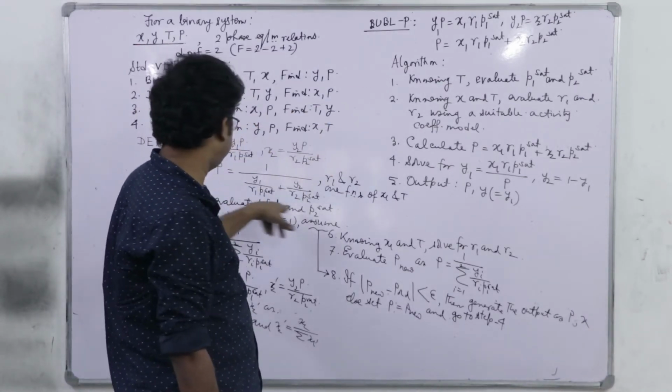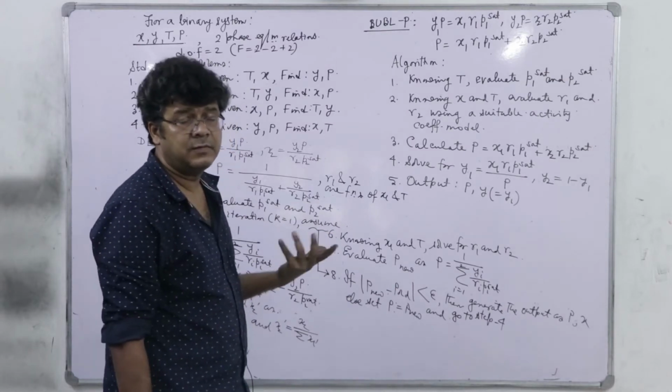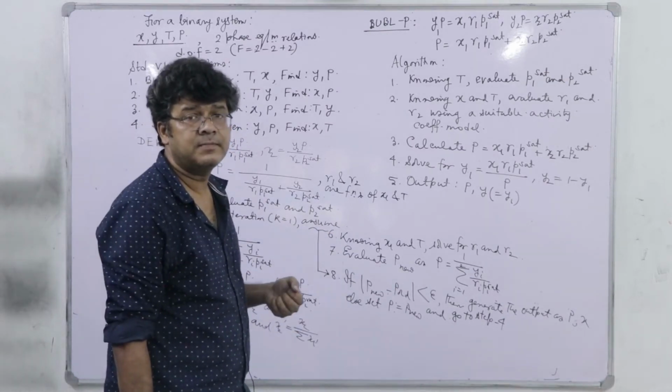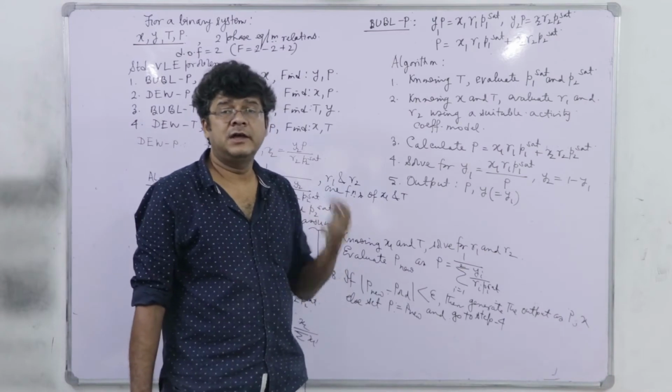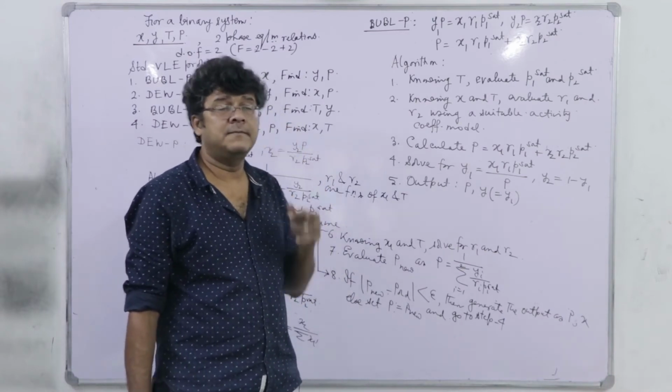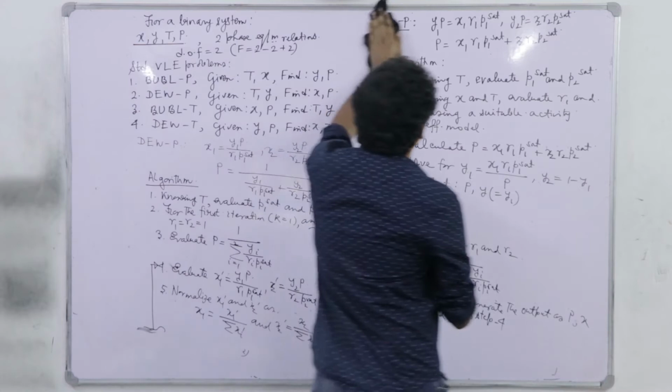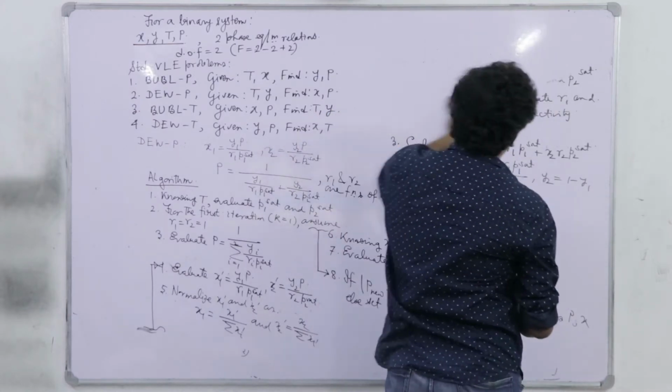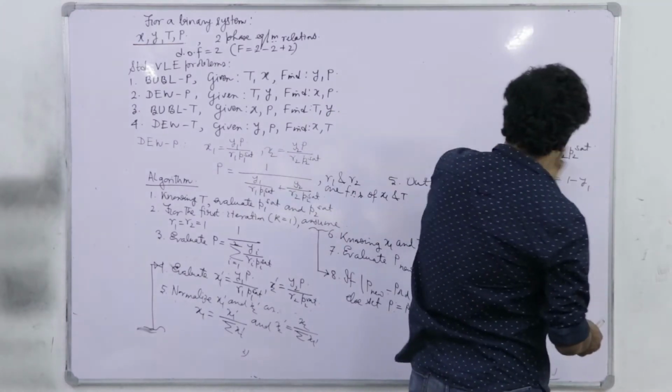Immediately, in the first step, we fail to evaluate P1 sat and P2 sat. So, we have to generate a tentative guess value of T, right? So, how can we generate that? Let us see.